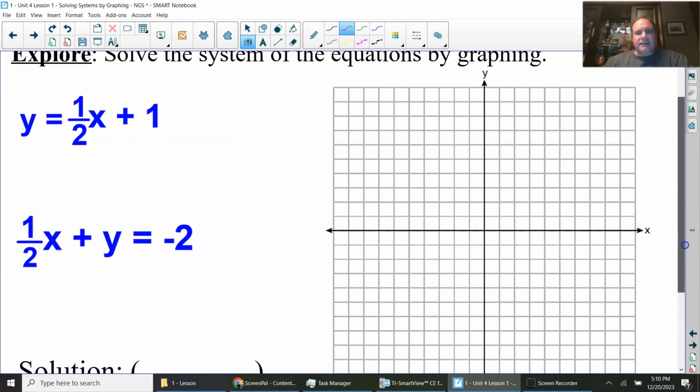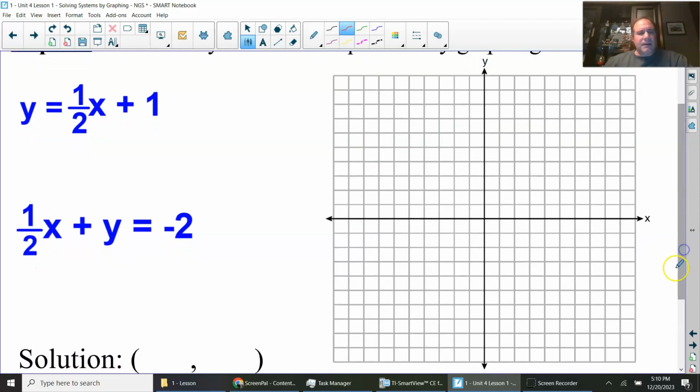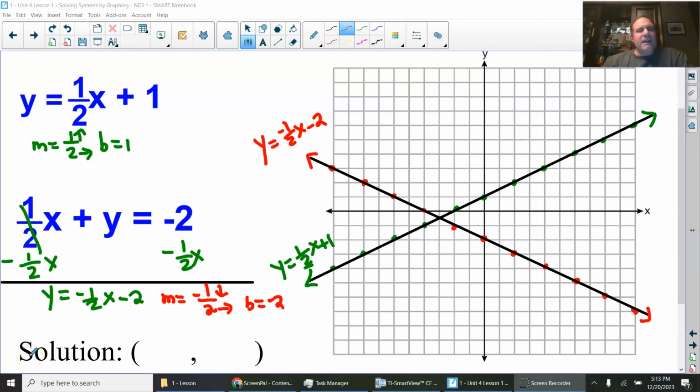So go ahead and see if you can graph this and find the solution. So we have something like this now, and this graph right here is y equals a half x plus 1. It goes up from left to right, crosses at 1, looks good. It's not steep because it has a half slope. Then we graph the next one. We have to get it into y equals mx plus b. We subtracted a half x on both sides. I get y equals negative a half x minus 2. The slope is negative 1/2, so that means it goes down from left to right, and you can see it does, and it crosses at negative 2.